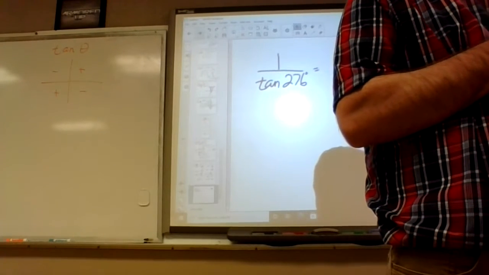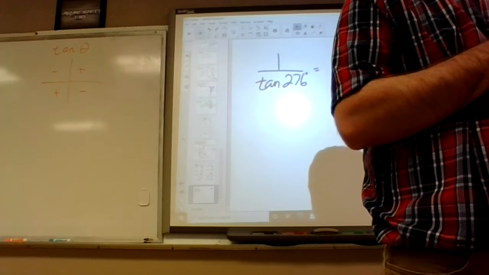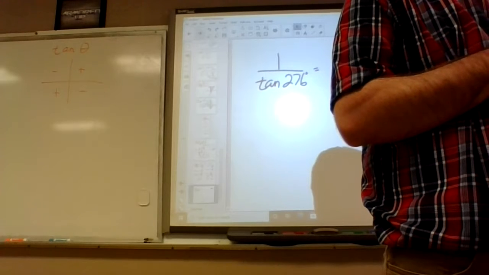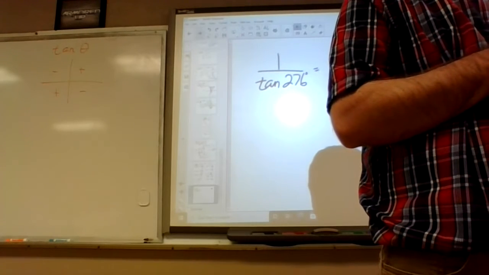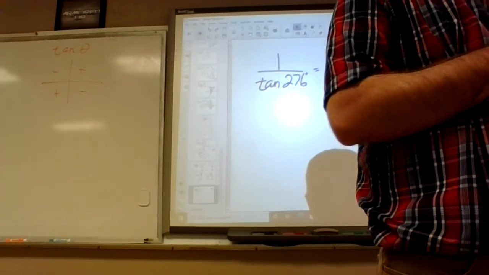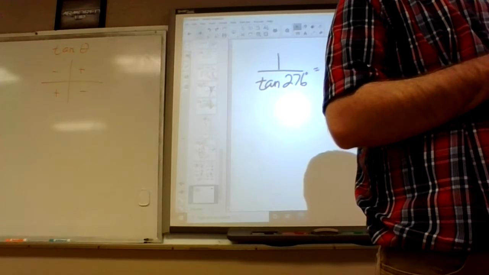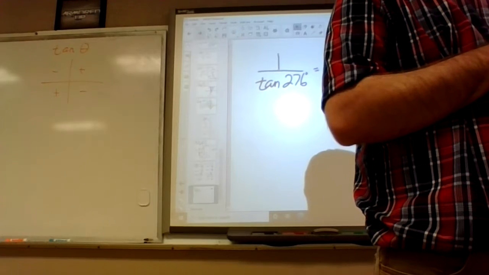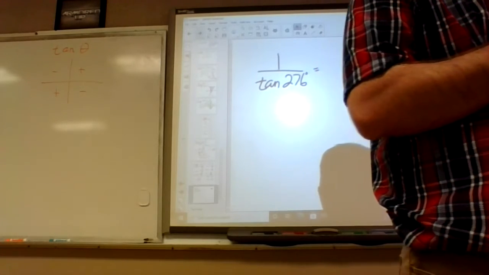Okay, on D, secant is the opposite of cosine. So you need to do 1 over cosine 2.14, in radians, still in radians. Wait, I thought it was 1 over sine. No, cosecant is 1 over sine.